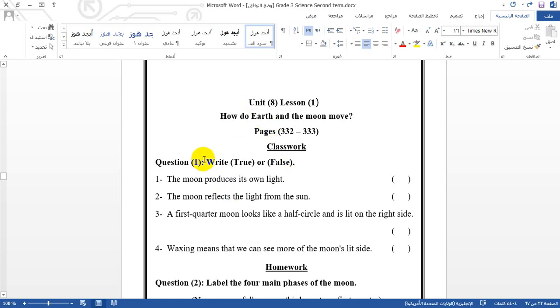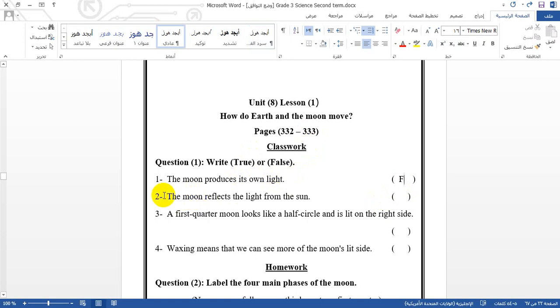So, question number 1. Write true or false. The moon produces its own light. Is it correct? Sure, no, because the moon reflects the light from the sun. So we have to write here false. It doesn't produce its own light, because the moon reflects the light of the sun.